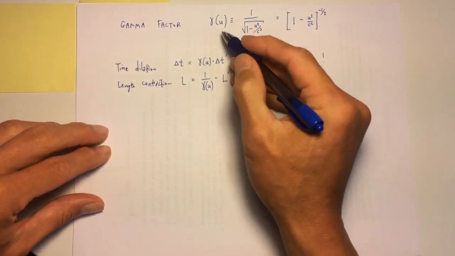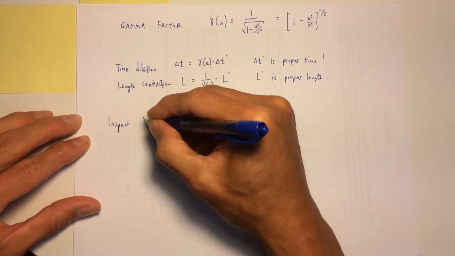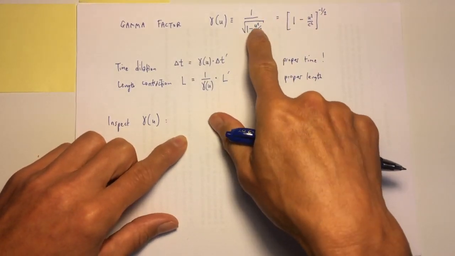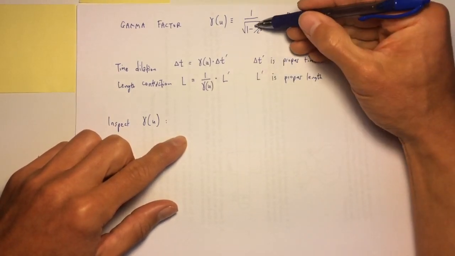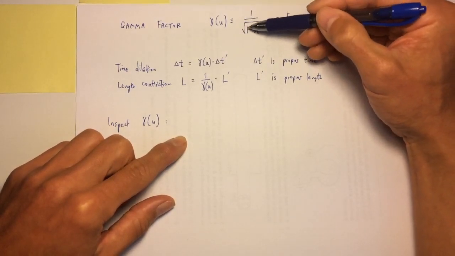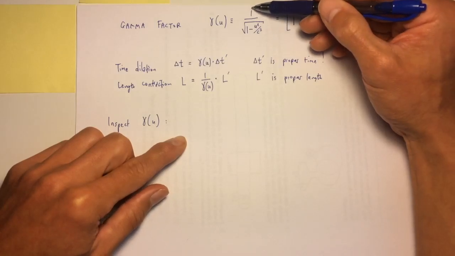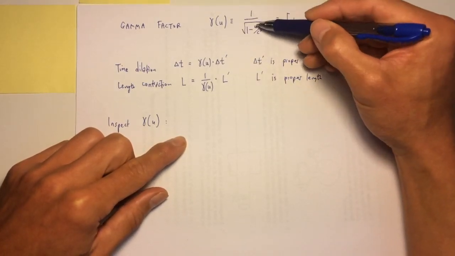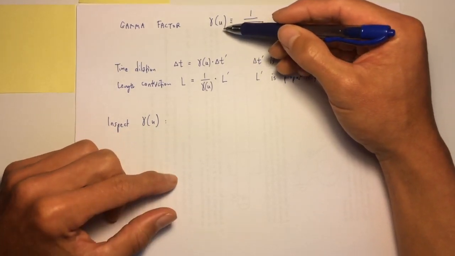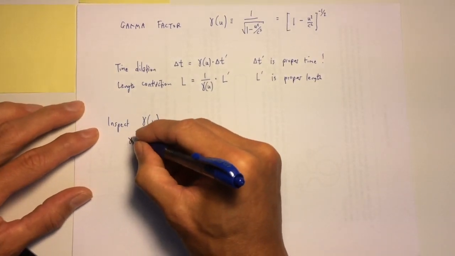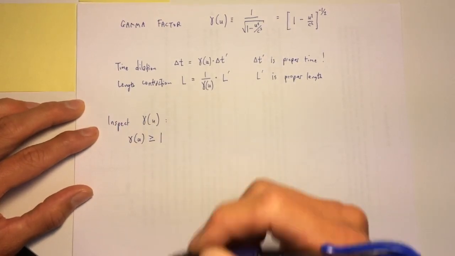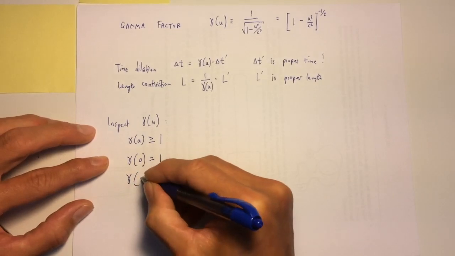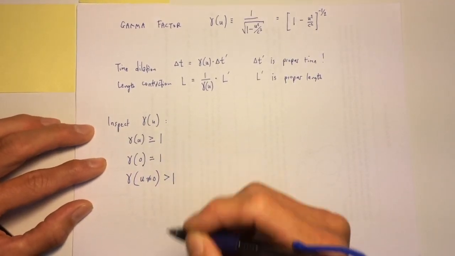All right, so let's inspect gamma of u. It's a function of u. It's got the c squared underneath the u, and so it's dimensionless. So it's 1 divided by the square root of 1 minus something that's always positive, so 1 divided by something always less than 1. Since it's 1 divided by something less than 1, gamma will be bigger than 1, usually. So we can say that gamma of u will always be bigger than or equal to 1. Gamma of 0 is equal to 1, and gamma of speeds u that are not 0 are bigger than 1.